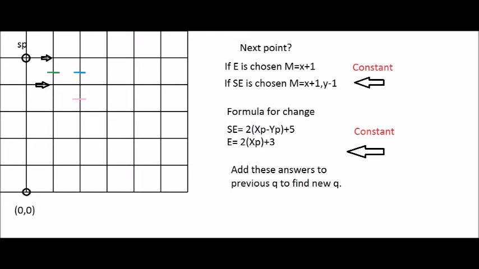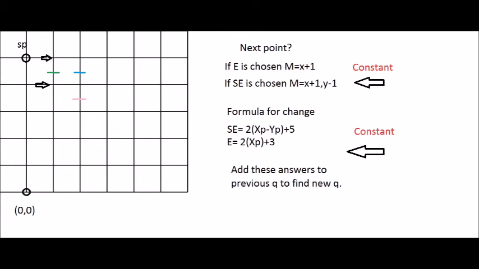So as you can see, this line is the midpoint, the next midpoint, and they're the same distance away every time. So we can simplify the math because we know the change is going to be the same every single time. So for every time you go southeast, the change will always be 2xp minus yp plus 5. Meaning that instead of finding the new Q every single time, we can just add the old Q to the change, and then we'll find out the new Q.